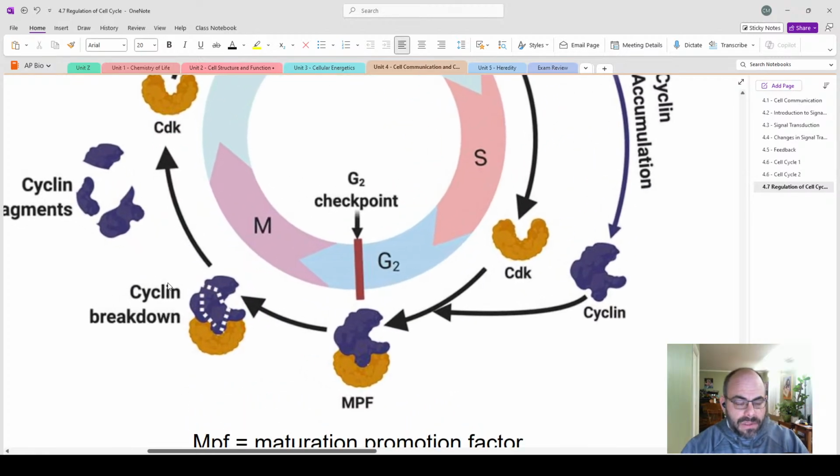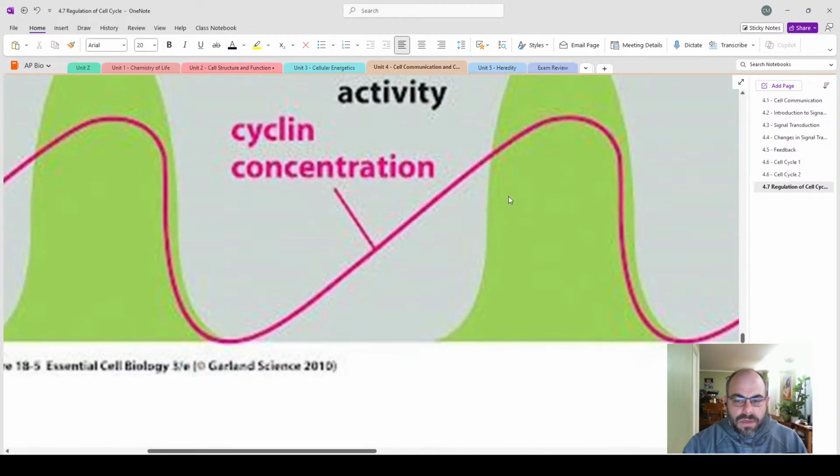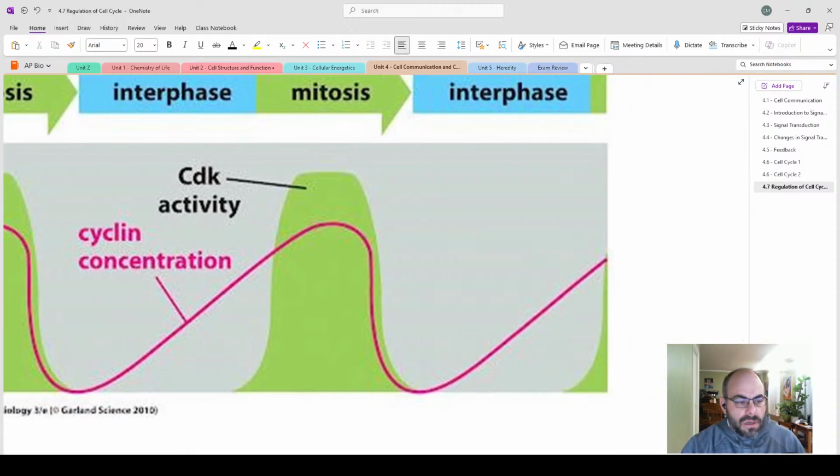And once all the spindle fibers are connected at the centromeres and start to pull the chromosomes apart, right? That is when cyclin starts to break down. And you see that on this picture right here, right? Cyclin breaks down, which is, in turn, going to bring about the end of the cell cycle. Hopefully that was helpful.